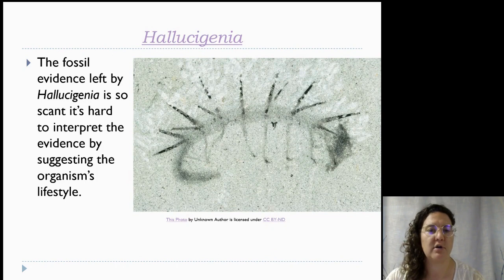Another fossil is called Hallucigenia. Now, the fossil left by Hallucigenia is so scant, it's hard to interpret the evidence that suggests the organism's lifestyle. There's so little evidence of its life, we can't really understand what its niche was in the environment. Did it swim? Did it crawl? Did it live on other organisms? Because there's very little fossil left for us to identify.